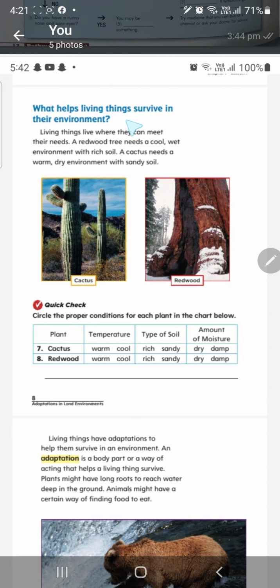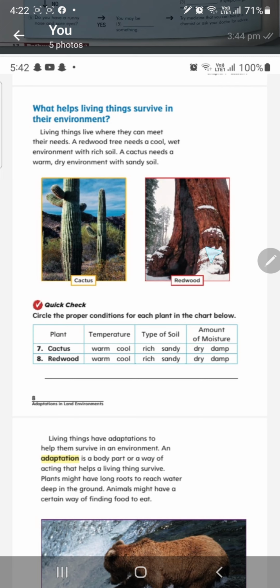What helps living things survive? Survive means to live and to grow in their environment. Living things live where they can meet their needs. We said it before. What do living things need? Water, food, air, and homes, shelters.